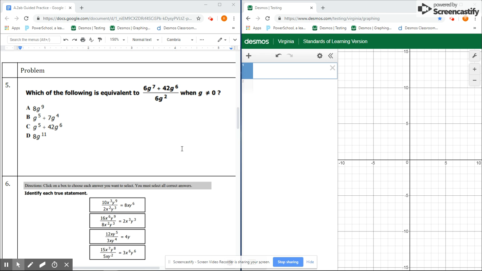Okay, this is page 2 for 8.2 AB guided practice. We're going to go through number 5, 6, 7, and 8 on this page. Number 5, which of the following is equivalent to 6g to the 7th plus 42g to the 6th divided by 6g squared when g is not equal to 0?